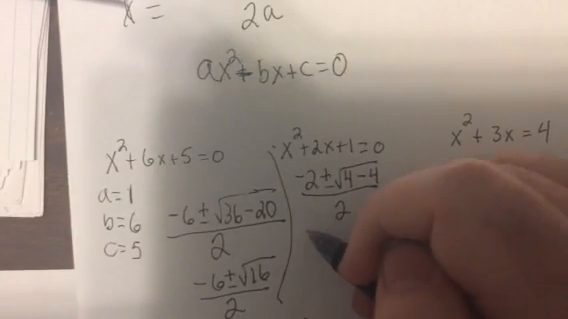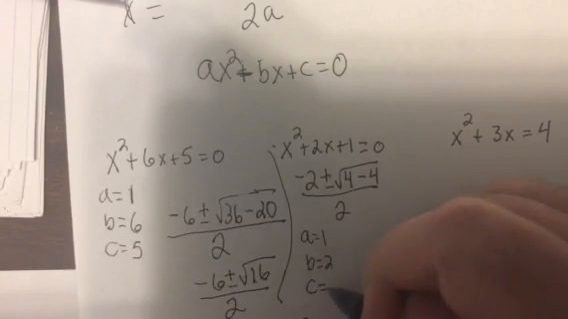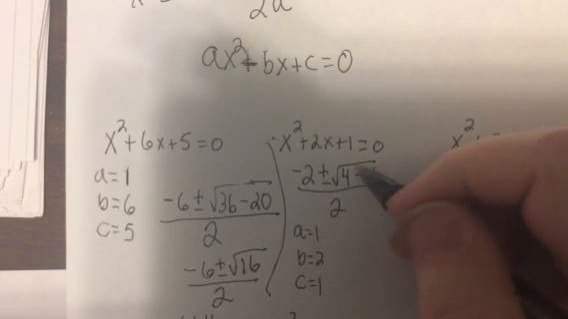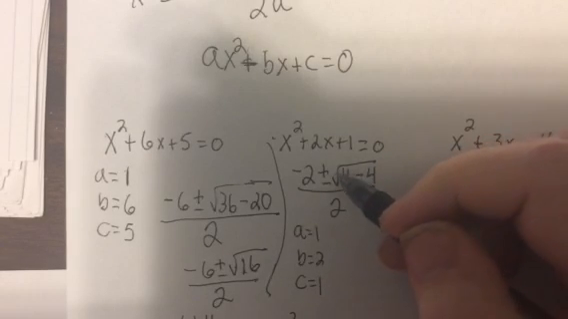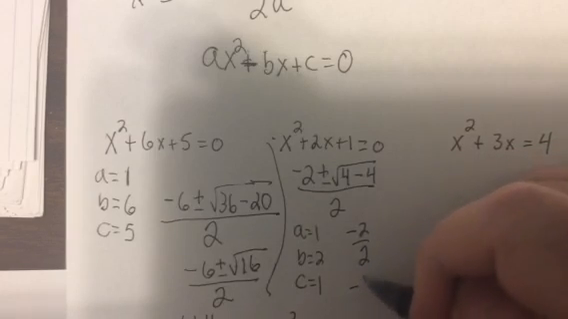So a is 1, b is 2, and c is 1. So 4 minus 4 is 0, square root is 0. What do you square to get 0? 0. So it'd just be negative 2 over 2, which is negative 1.